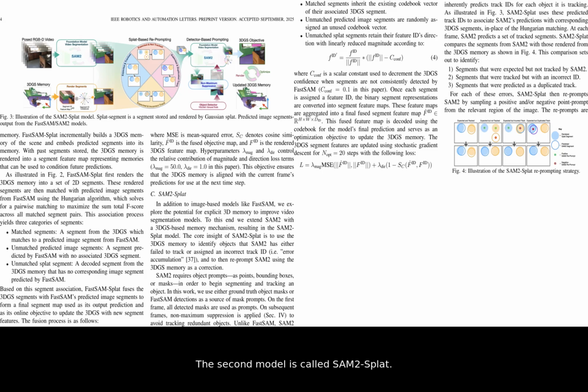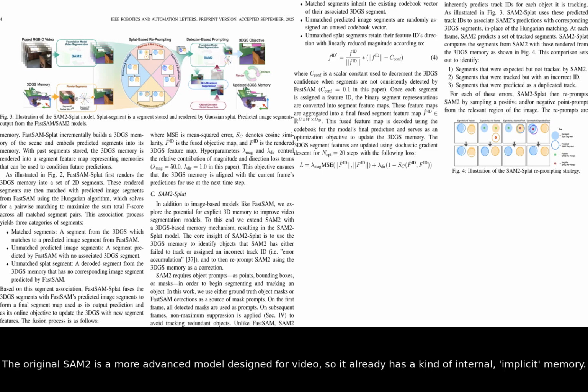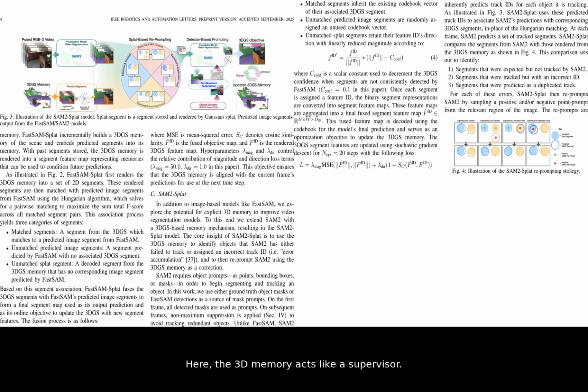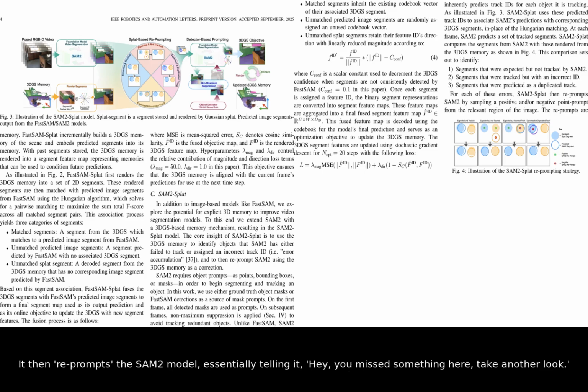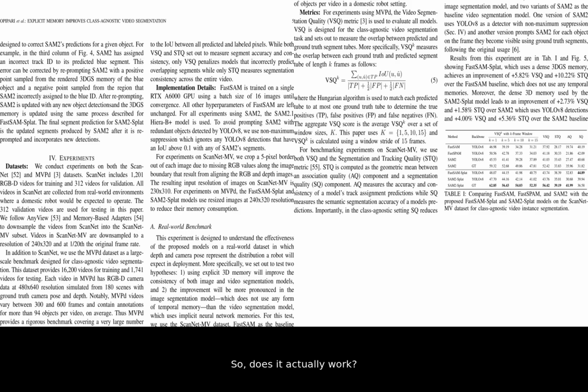The second model is called SAM2-Splat. The original SAM2 is a more advanced model designed for video, so it already has a kind of internal, implicit memory. But even it can make mistakes, like losing track of an object or getting confused if two objects look similar. Here, the 3D memory acts like a supervisor. It compares what SAM2 thinks it's seeing with the 3D map and identifies errors, like an object that was expected but wasn't tracked. It then reprompts the SAM2 model, essentially telling it, "Hey, you missed something here. Take another look."